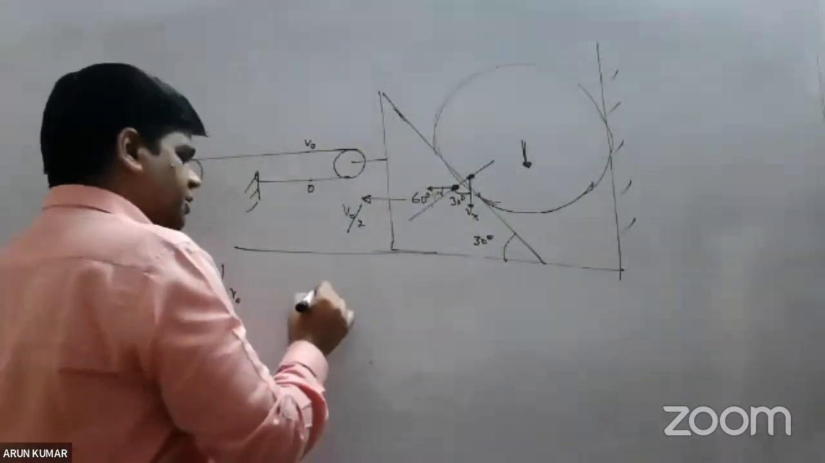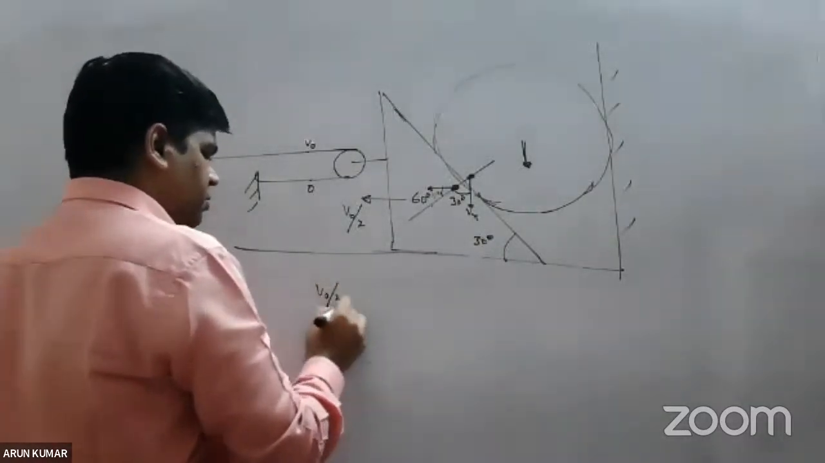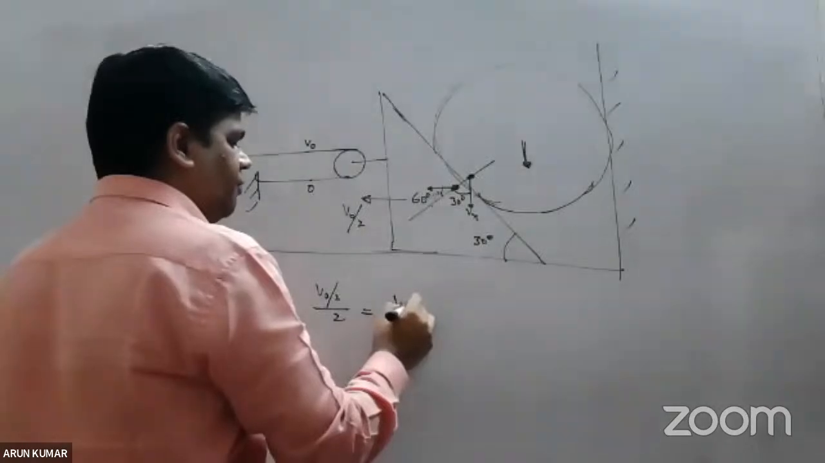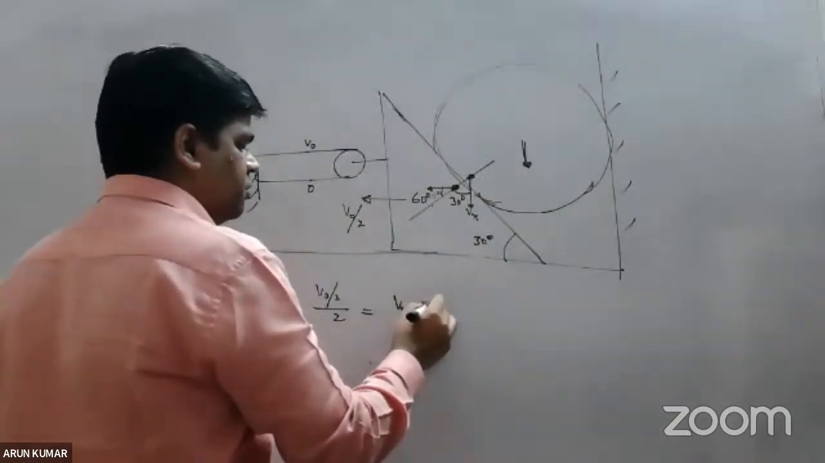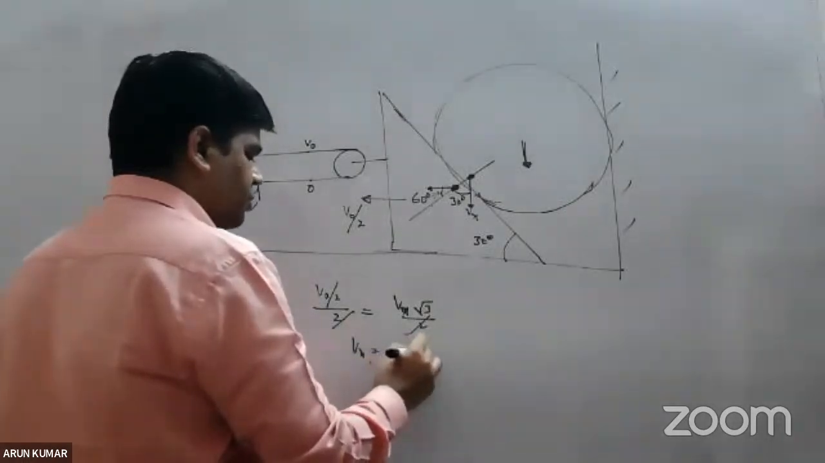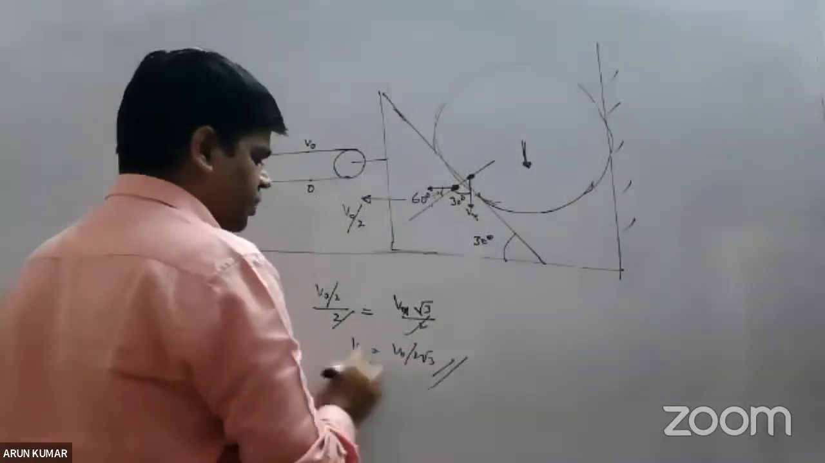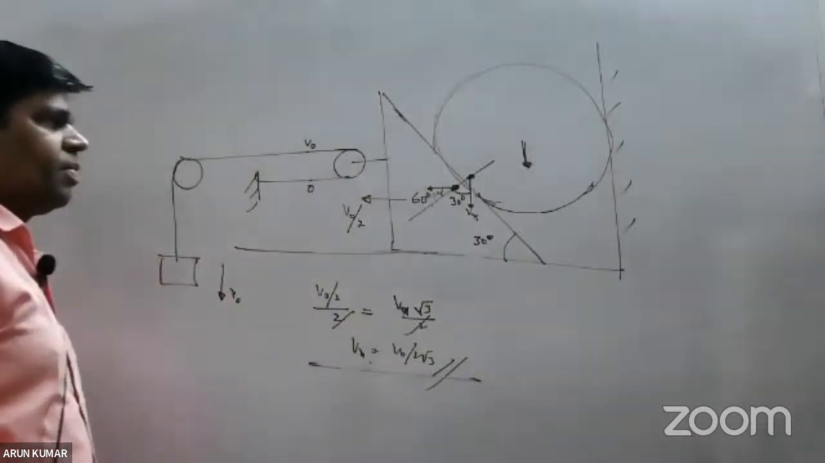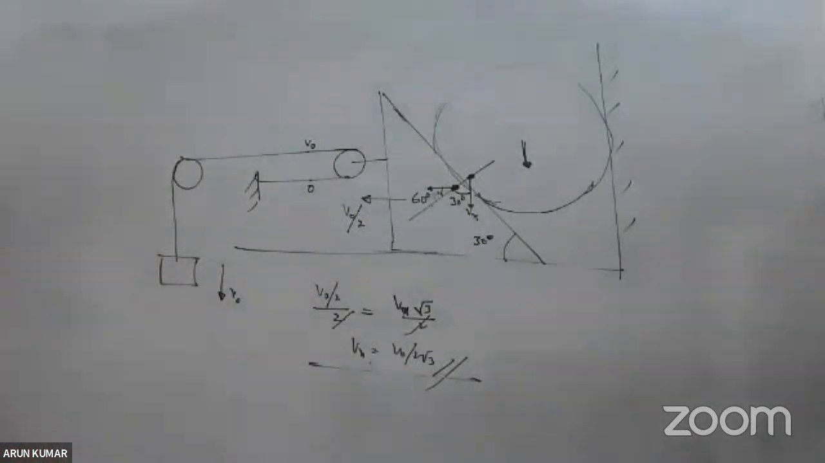So v naught by 2 cos 60 is equal to vx cos 30. So vx is equal to v naught by 2 root 3. All right.